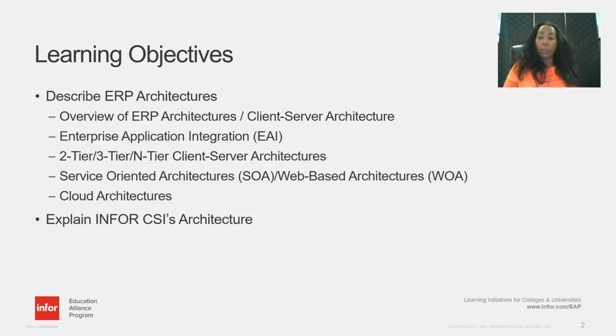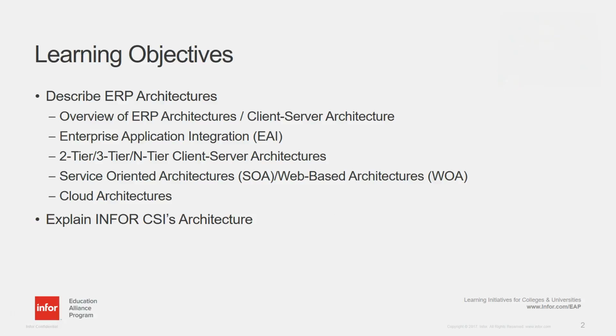We will talk about service-oriented architectures and/or web-based architectures. And then we'll talk about cloud architectures, which is what CSI's Cloud Suite Industrial architecture is based on. Specifically, in CSI, we will be using software as a service, which is a cloud-based architecture.